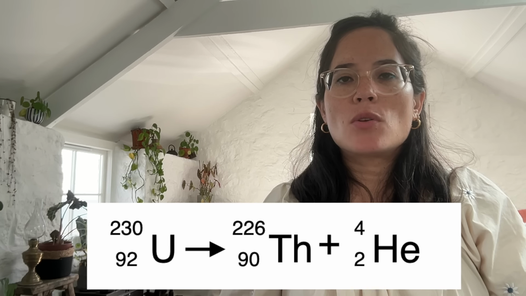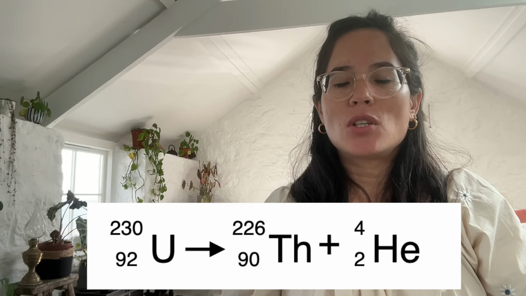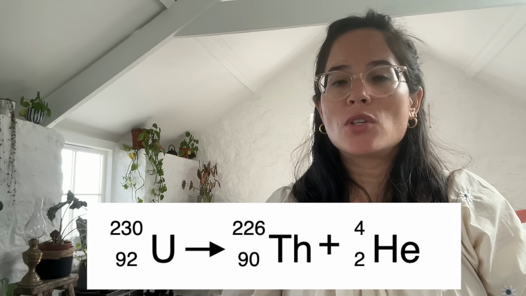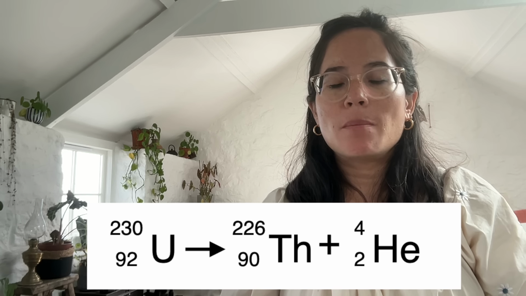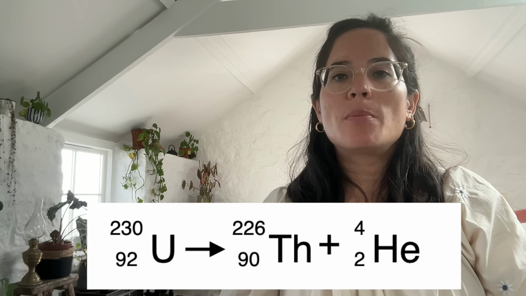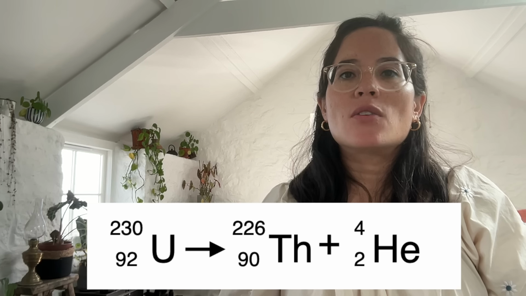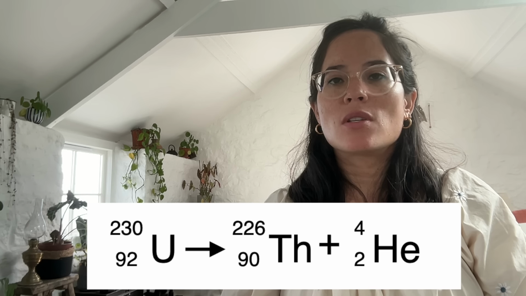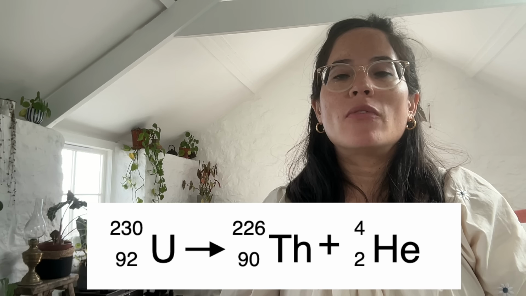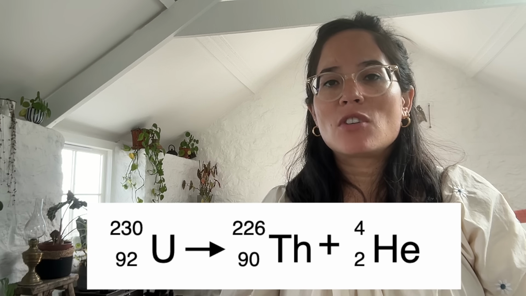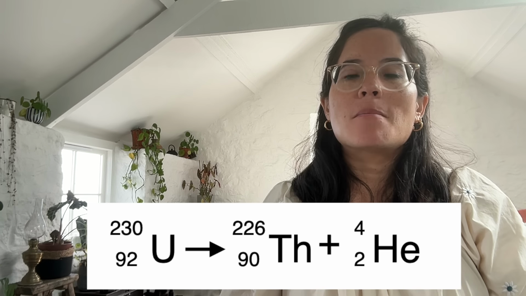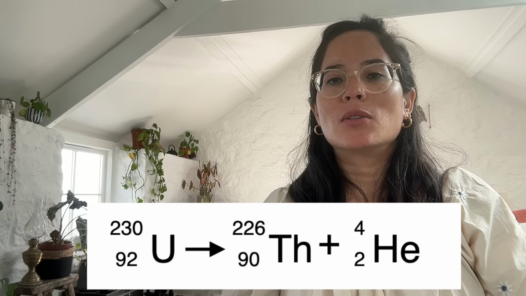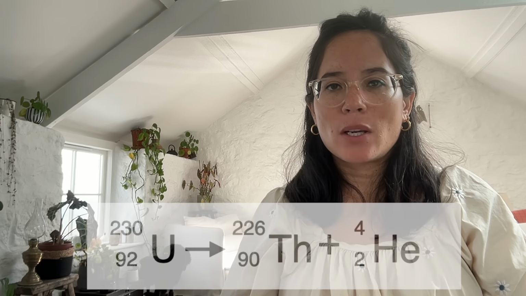So taking uranium-230, it has an atomic number of 92. If it loses an alpha particle, it's going to lose 2 protons, which will reduce the atomic number to 90, meaning that you have a new element. Use your periodic table to identify the element, and you'll see that it's thorium. Because the alpha particle contains 2 protons and 2 neutrons, that means that the mass number of the new element will be 4 less than the original uranium. As such, thorium has a mass number of 226, and you do need to acknowledge the loss of the alpha particle by showing that on the right-hand side of the equation.